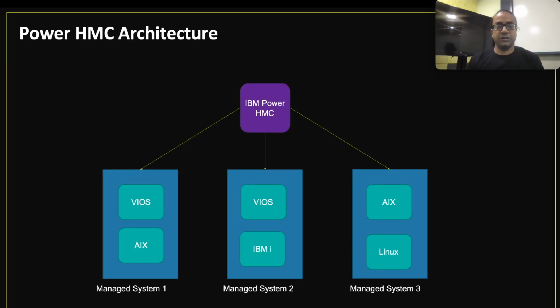So this is a Power HMC architecture. In the center, you see IBM Power HMC, which connects with one or more managed systems. And each managed system has many LPARs, which could be AIX, IBM i, Linux, and VIOS as well. So IBM Power HMC controls and manages the physical and virtual resources, and it also monitors them, and it also has REST API through which it exposes all these monitoring metrics for the other third-party software to consume.